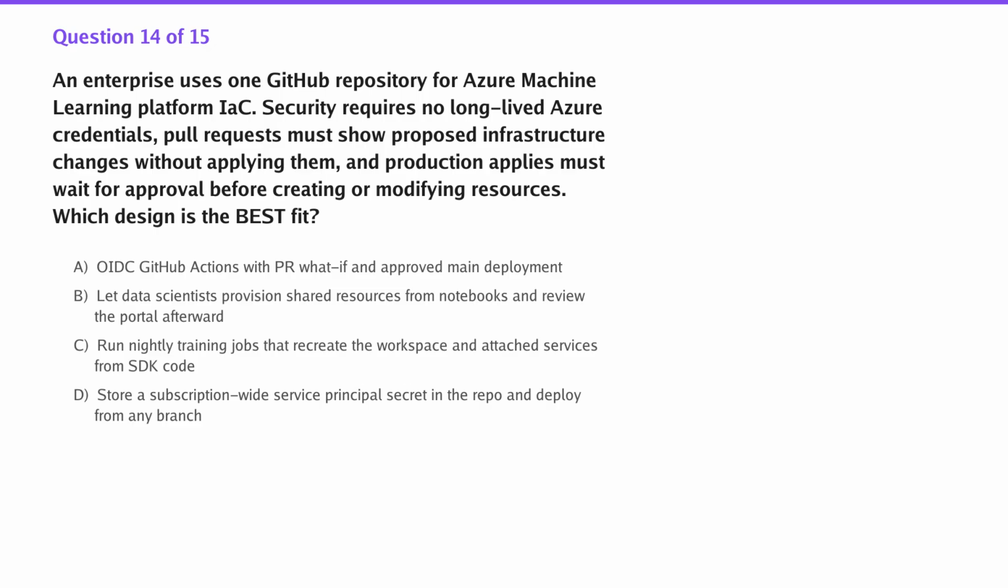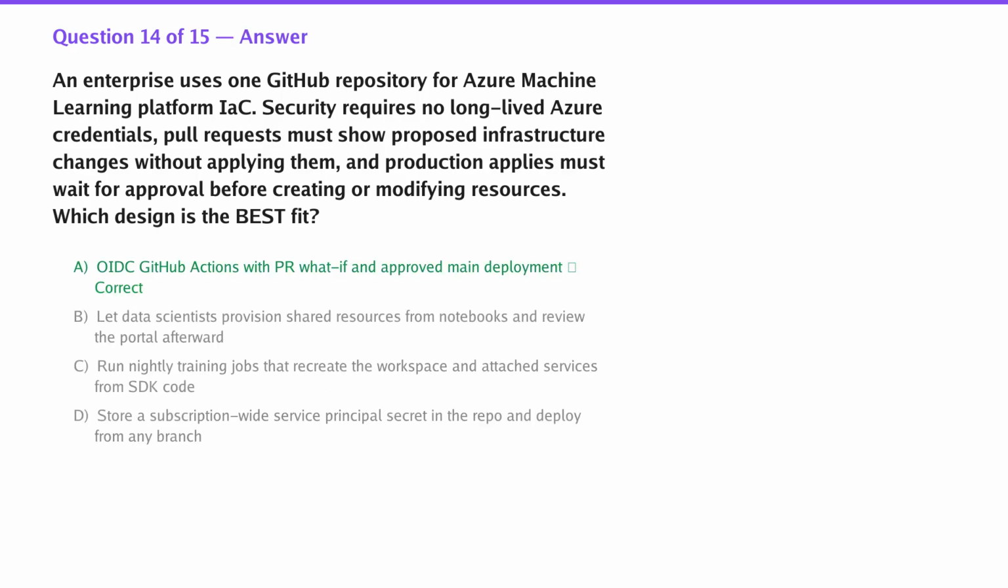Option A, OIDC GitHub Actions with PR what-if and approved main deployment. Option B, let data scientists provision shared resources from notebooks and review the portal afterward. Option C, run nightly training jobs that recreate the workspace and attached services from SDK code. Option D, store a subscription-wide service principal secret in the repo and deploy from any branch. The correct answer is option A, OIDC GitHub Actions with PR what-if and approved main deployment.